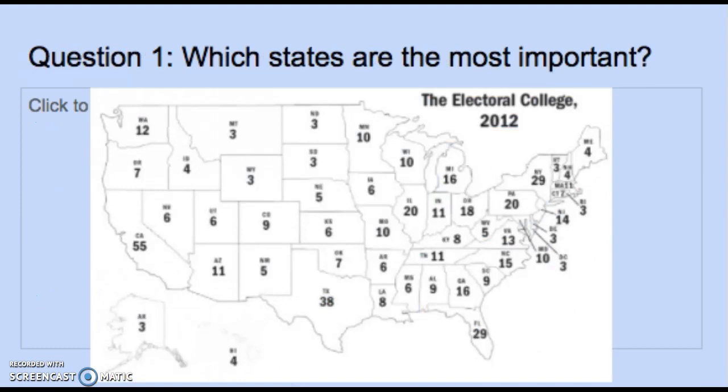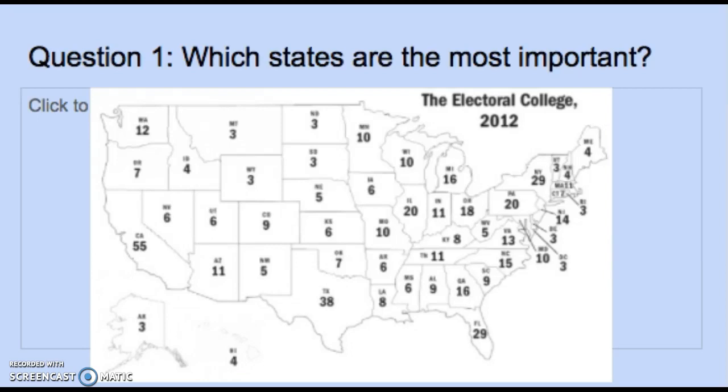Okay, so here's the part where it helps to have a video that you can pause. I want you to look at this map. This is the Electoral College map of 2012. This is how many electors each state had in 2012. So take a minute, pause this and look at the numbers, and I want you to answer this question on a piece of paper. You will be handing this in on Monday.